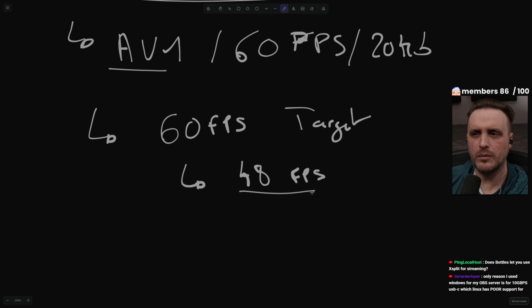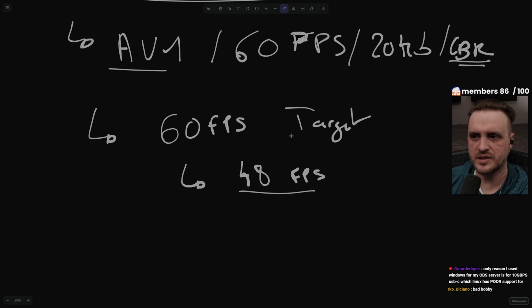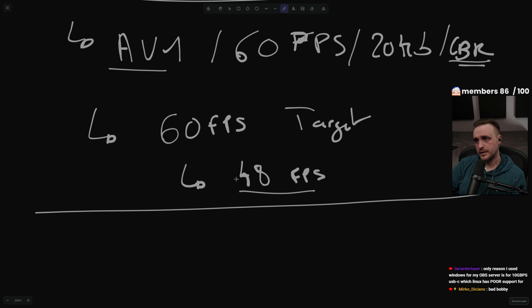I was like, what is this? And this was CBR. For people who know, this was CBR. It was supposed to be a constant bitrate. But this thing was still fluctuating. I was at 48 FPS. I was like, bro, what is happening? Seriously, what is going on? So I gave up on that too.